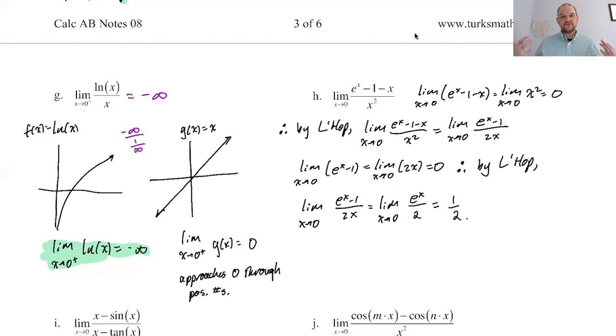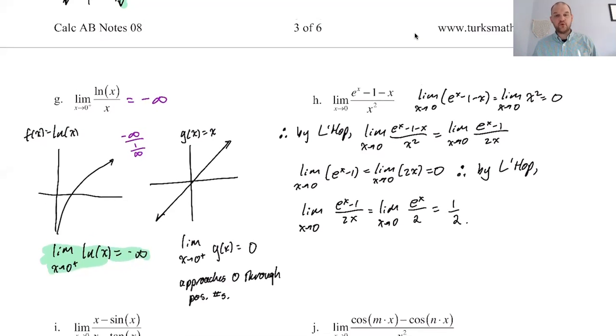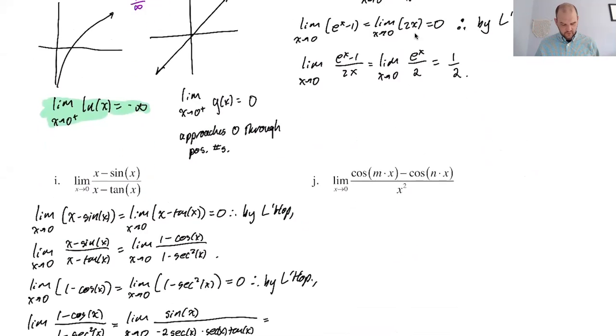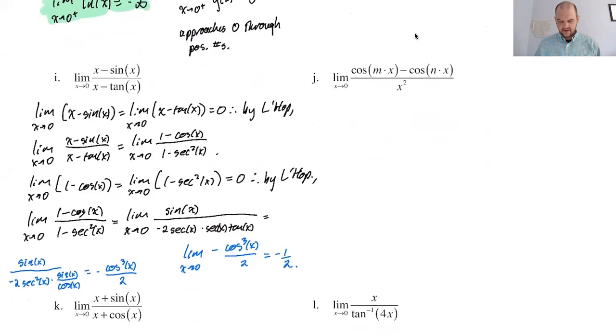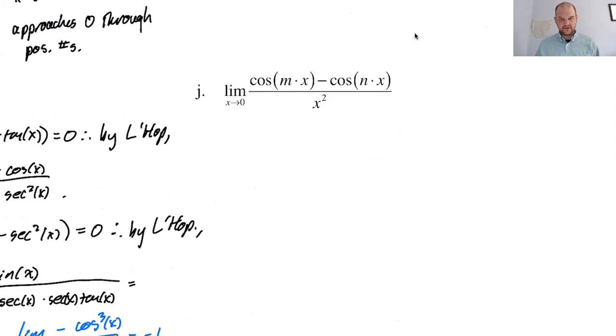All right, we're back. We are still on page 4 of notes 8 of Calc AB, doing L'Hopital's rule when necessary. We're trying to do the correct work that'll get us all the points that we can possibly get when we take the AP exam. So let's keep going. So we are on J.